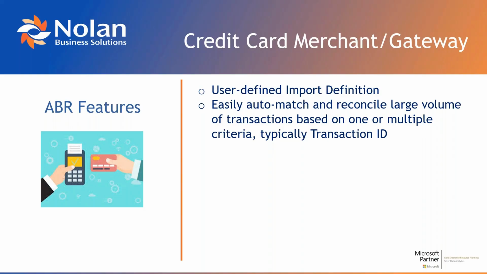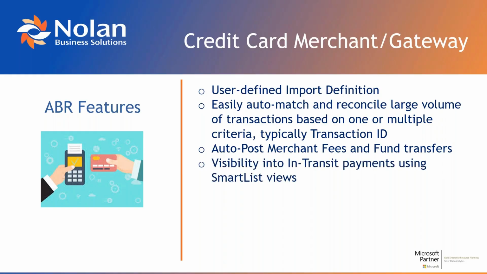We can address a large volume of transactions, which is really nice. You can easily auto match and reconcile however many transactions you have, and you can do that based on one or multiple criteria. Typically, in the case of a credit card merchant gateway, and what we're going to demonstrate today, we find that a one-to-one match based on both amount and transaction ID seems to be a very effective way to accomplish that. Our auto post feature will also support the auto recording of your merchant fees and fund transfers. And again, that's going to be demonstrated in our product demonstration today.